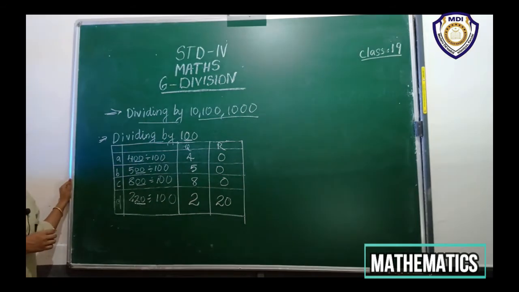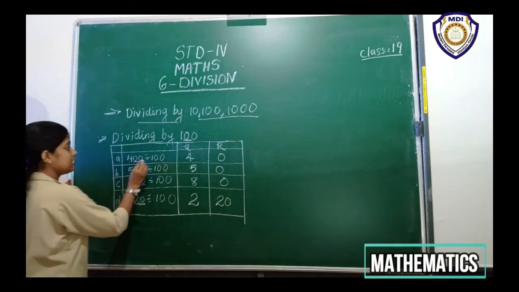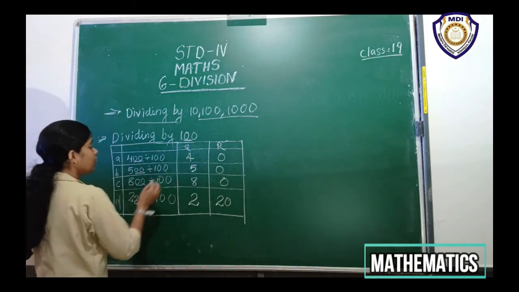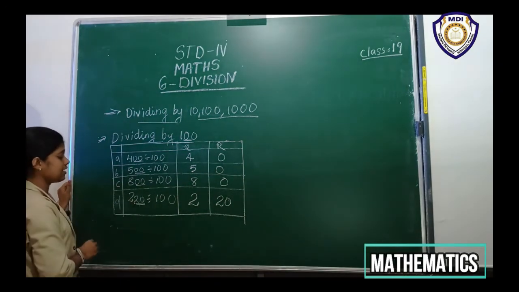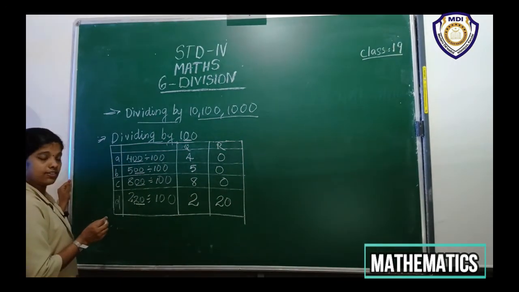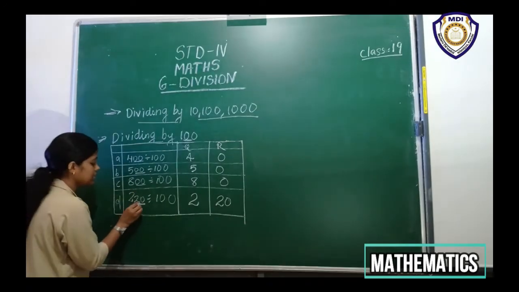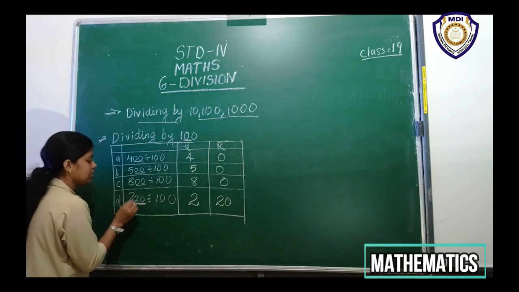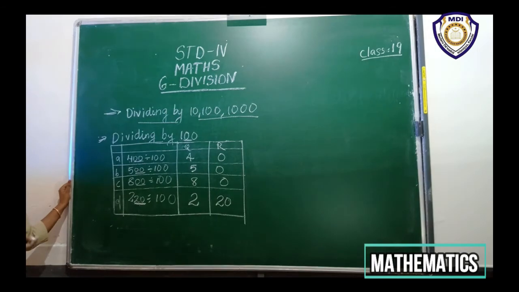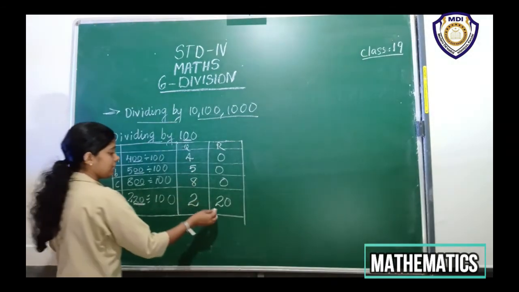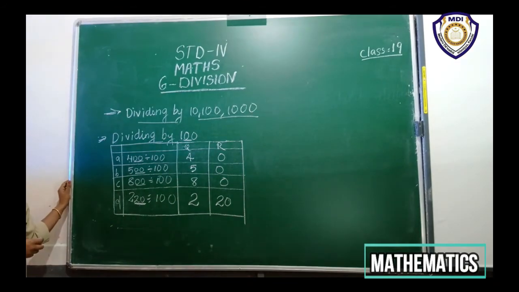Can you follow me? I will explain one more time. 400 divided by 100: 4 is the quotient, 0 is the remainder. Then the last one is 220 divided by 100. The remainder is 20, because we take the last two digits when dividing by 100. Then the quotient is 2.